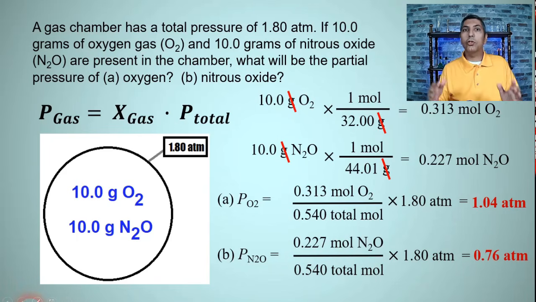Now, let's check our work. If we did our work correctly, then the two partial pressures should add up to give us the total pressure, 1.04 atmospheres plus 0.76 atmospheres, and that absolutely does give us the total pressure of 1.80 atmospheres, so we evidently did this correctly.